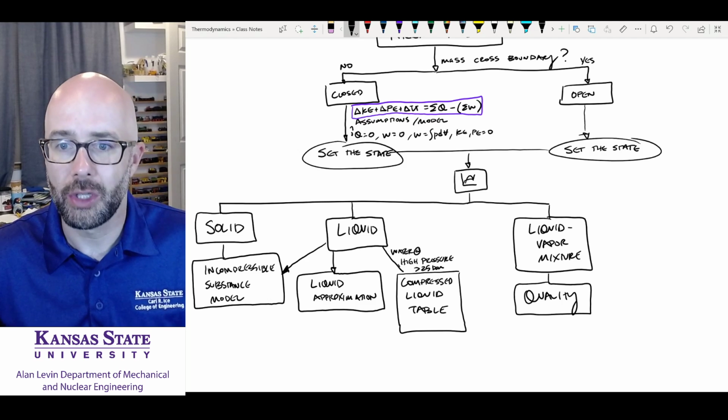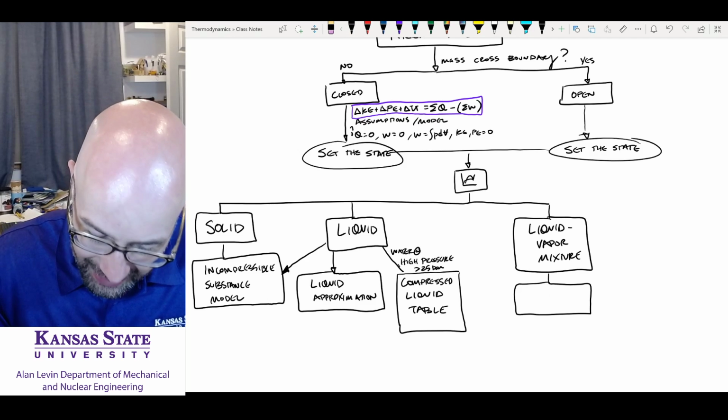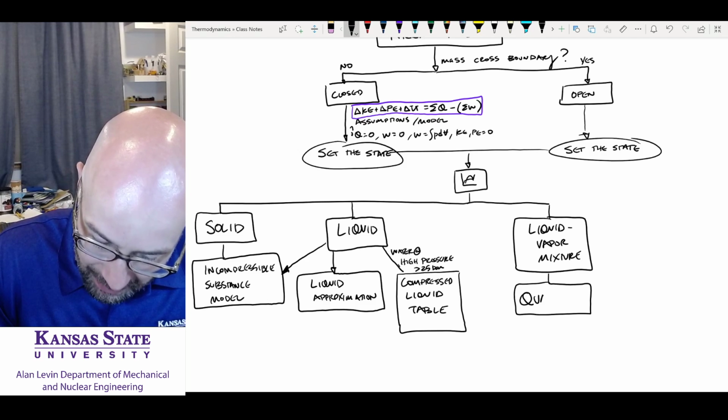You need to find the quality that tells you, my handwriting. Really disappointed in my handwriting.